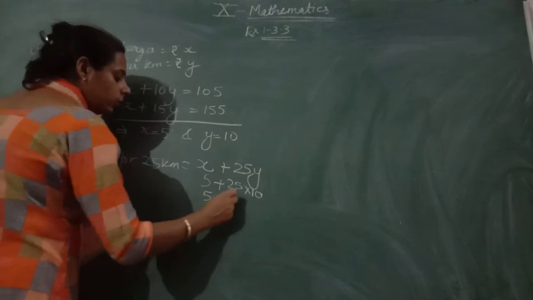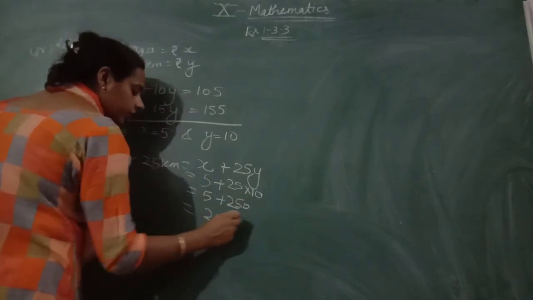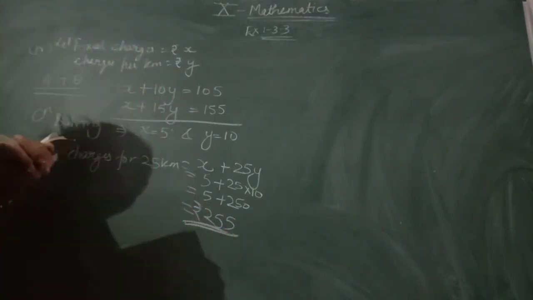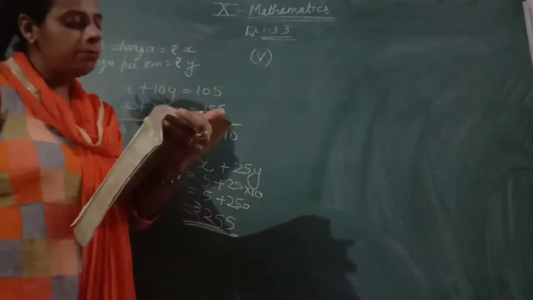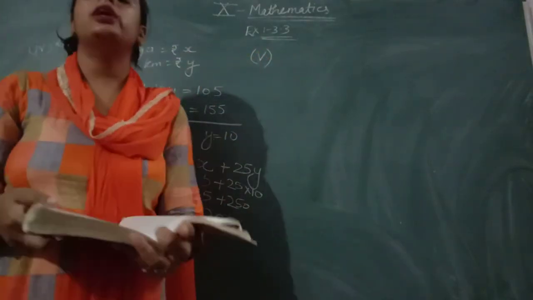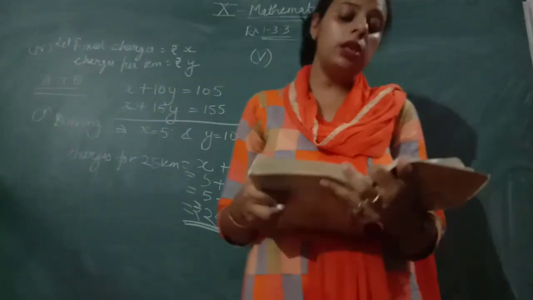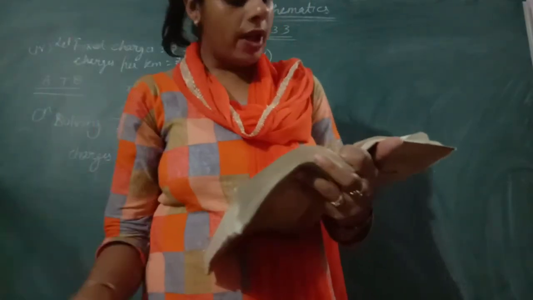The 5 and 250 he has to pay, it means 255 rupees for the 25 kilometer. Come to the fifth part. Here the fraction becomes 9 by 11 when 2 is added to both the numerator and denominator, and if 3 is added to numerator and denominator, it becomes 5 by 6.